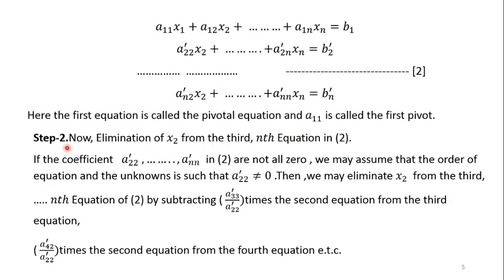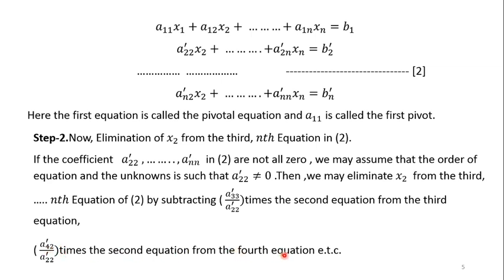Now we come to step number 2, elimination of x2 from the third up to the nth equation in system 2. If the coefficients a22 and so on, up to a2n, in equation 2 are not all 0, we may assume that the order of the equations and the unknowns is such that a22 is not equal to 0. Then we may eliminate x2 from the third up to the nth equation of system 2 by subtracting a32 upon a22 times the second equation from the third equation, and so on.